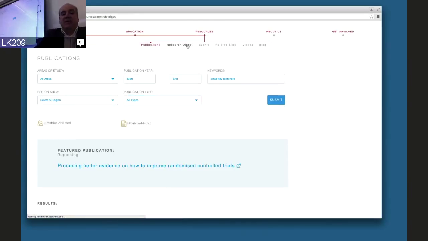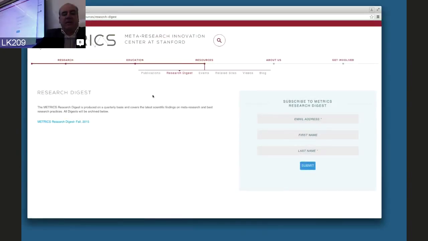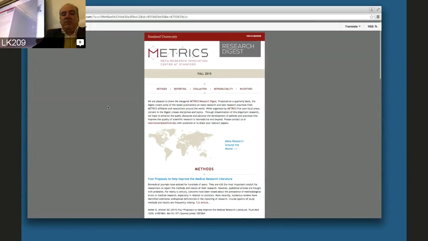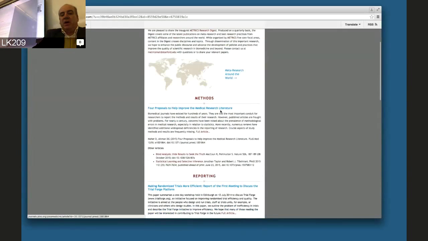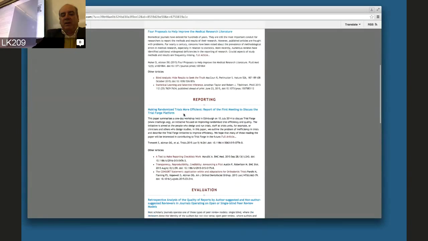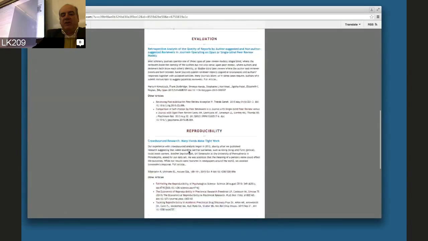The Research Digest is a list of articles that we think are of particular interest, not just to scientists, but the external community. And you'll see here we featured high-profile articles under methods, with some other articles under reporting, under evaluation, reproducibility, et cetera, et cetera.